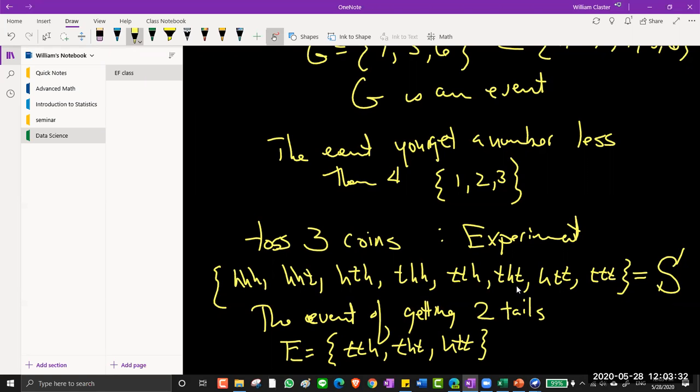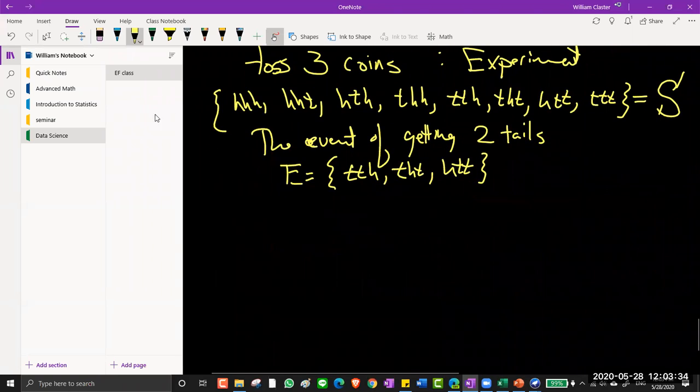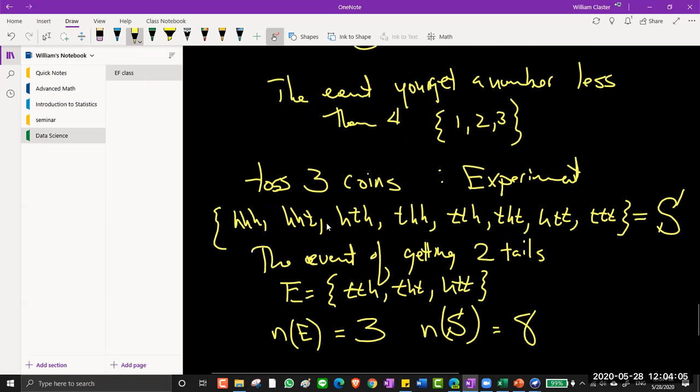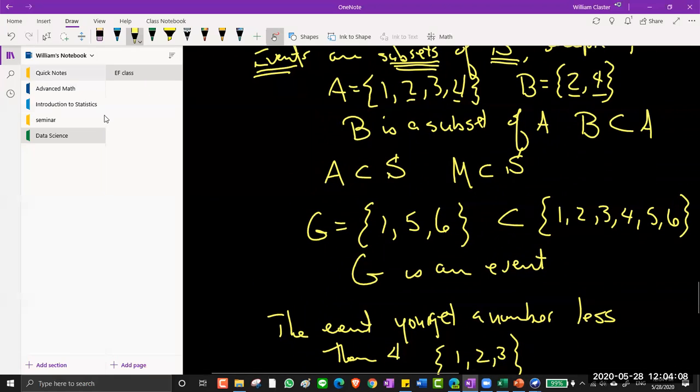Okay, now in math, we have a symbol. There are different symbols for it, but one symbol is this: N, and you write a set inside. So N of E usually means the number of elements in E. So how many elements are in E? 3. Okay, how about N of S? How many elements are in S? 8. 8, right. And going back to some other one, how about G? N of G is what?